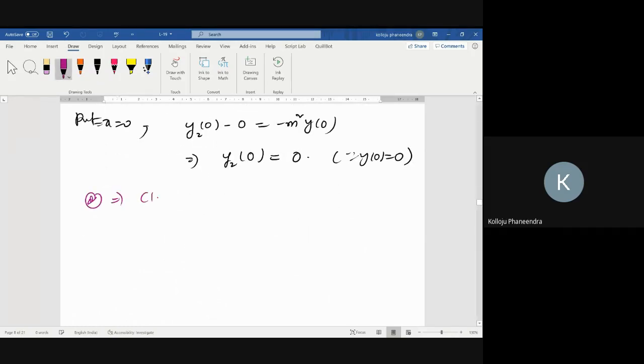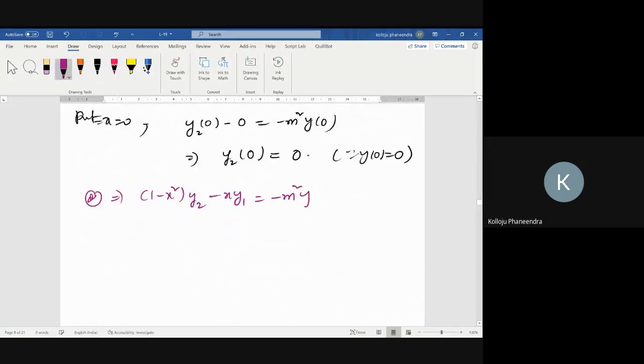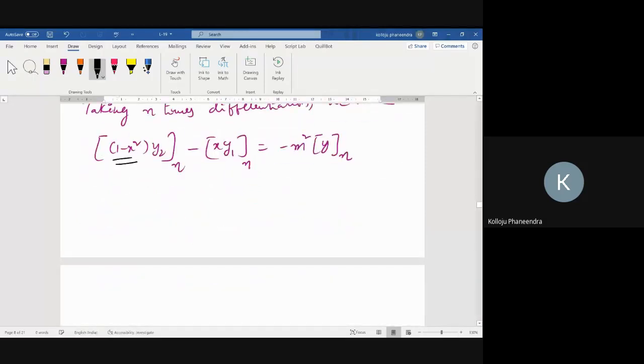What is the star equation? 1 minus x square y2 minus x y1 equal to minus m square y. Taking n times differentiation, we have 1 minus x square y2 n times, minus x y1 n times, equal to minus m square y n times. Now again Leibniz rule. This is u and this is v.